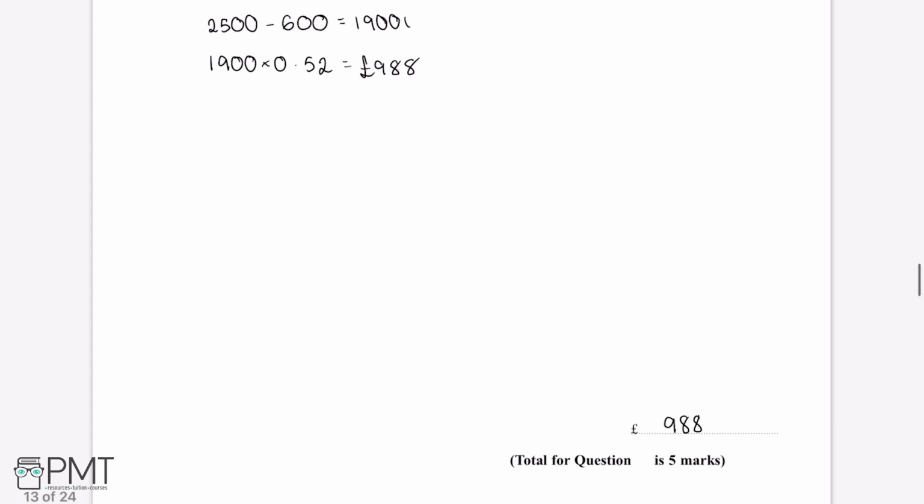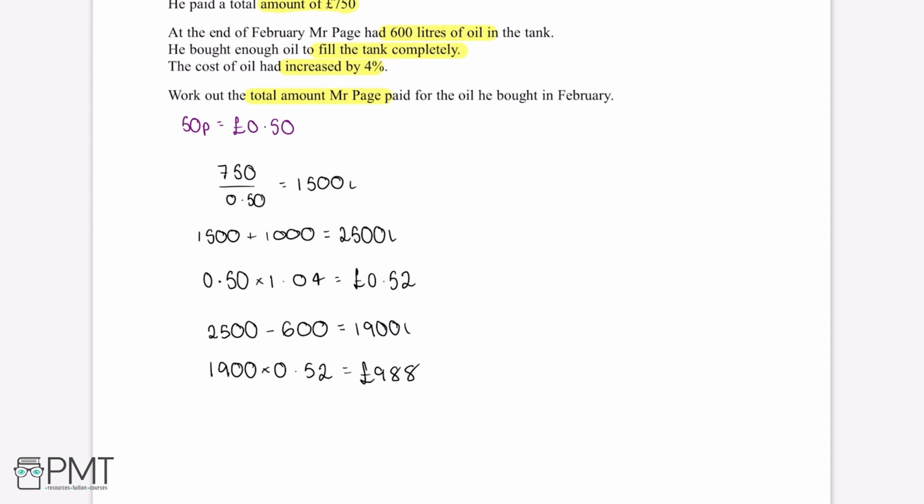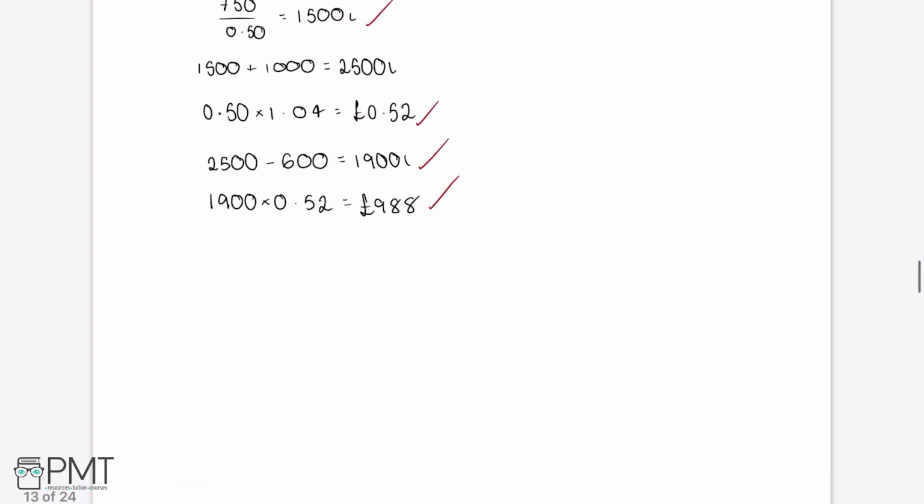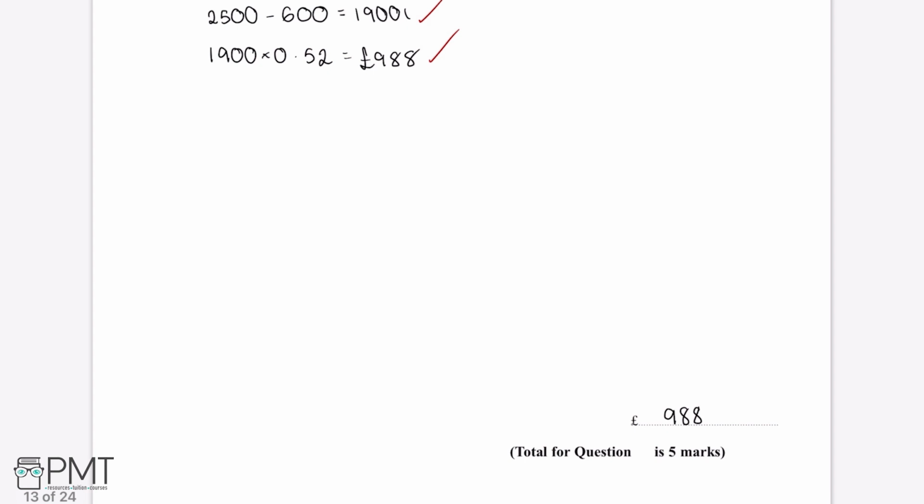Now this question's worth 5 marks. We'll get 1 mark for working out the amount of oil bought in November. We'll get 1 mark for working out the price of oil after the 4% increase. We'll get 1 mark for working out the amount of oil Mr. Page needed to buy in February. We'll get 1 mark for a method to work out the amount Mr. Page spent on oil in February. And we'll get the final mark for the correct answer of £988.